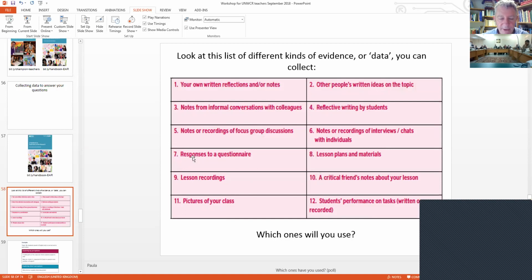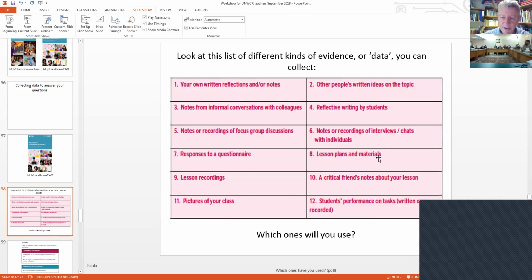I've put questionnaire number 7 because when teachers think about doing research, they often immediately think about making a questionnaire. But making a questionnaire can be quite time-consuming. And I wanted to show that there are other ways of doing research which don't involve a questionnaire. But of course, you can make a questionnaire and give it to students.